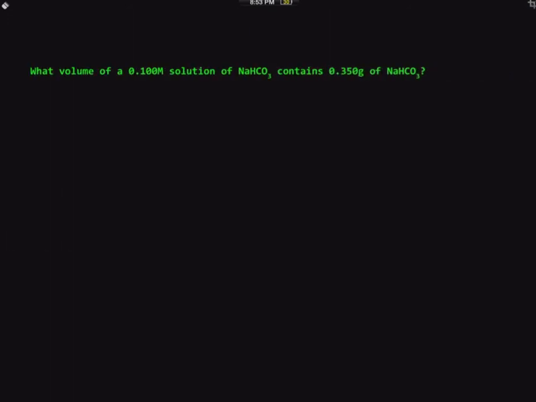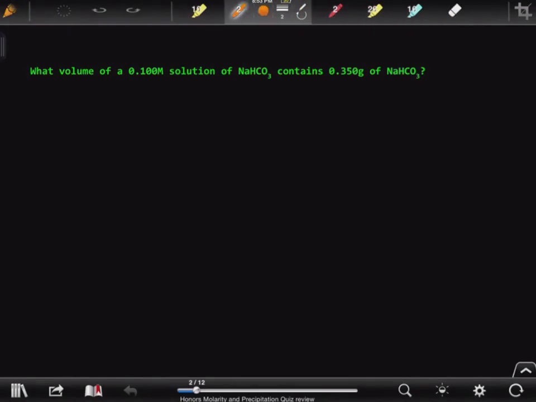What volume of a 1 molar solution of sodium bicarbonate contains 0.350 grams of sodium bicarbonate? So the first thing we need to do is figure out how many moles of sodium bicarb we're talking about here. The molar mass of sodium bicarbonate is 84. You add up the sodium, the hydrogen, the carbon, and the 3 oxygens.